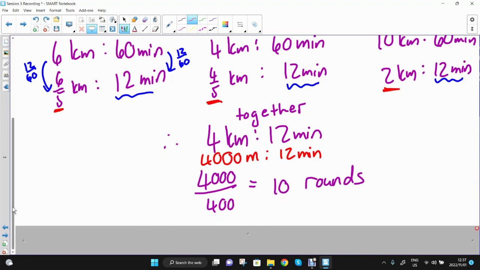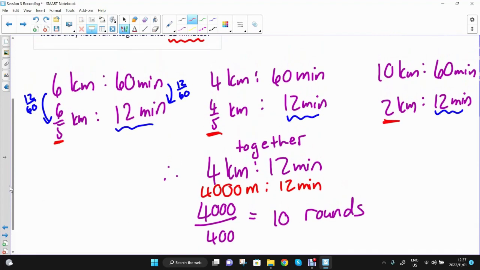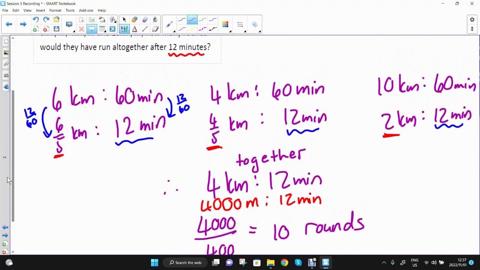That is, I think, the quickest way to get to it. There are other ways as well, but ratios are always a good bet to save time.